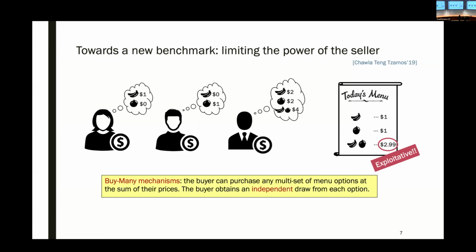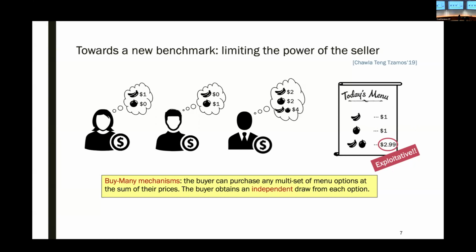Okay, and so this motivated asking, well, what if we disallowed mechanisms from doing this kind of super additive pricing? And we defined buy-many mechanisms to be mechanisms where the buyer can purchase multiple things off of a menu. Like here, the buyer could purchase the bananas for $1, the oranges for $1, and then just make up this bundle of bananas and oranges for $2 instead of $2.99.